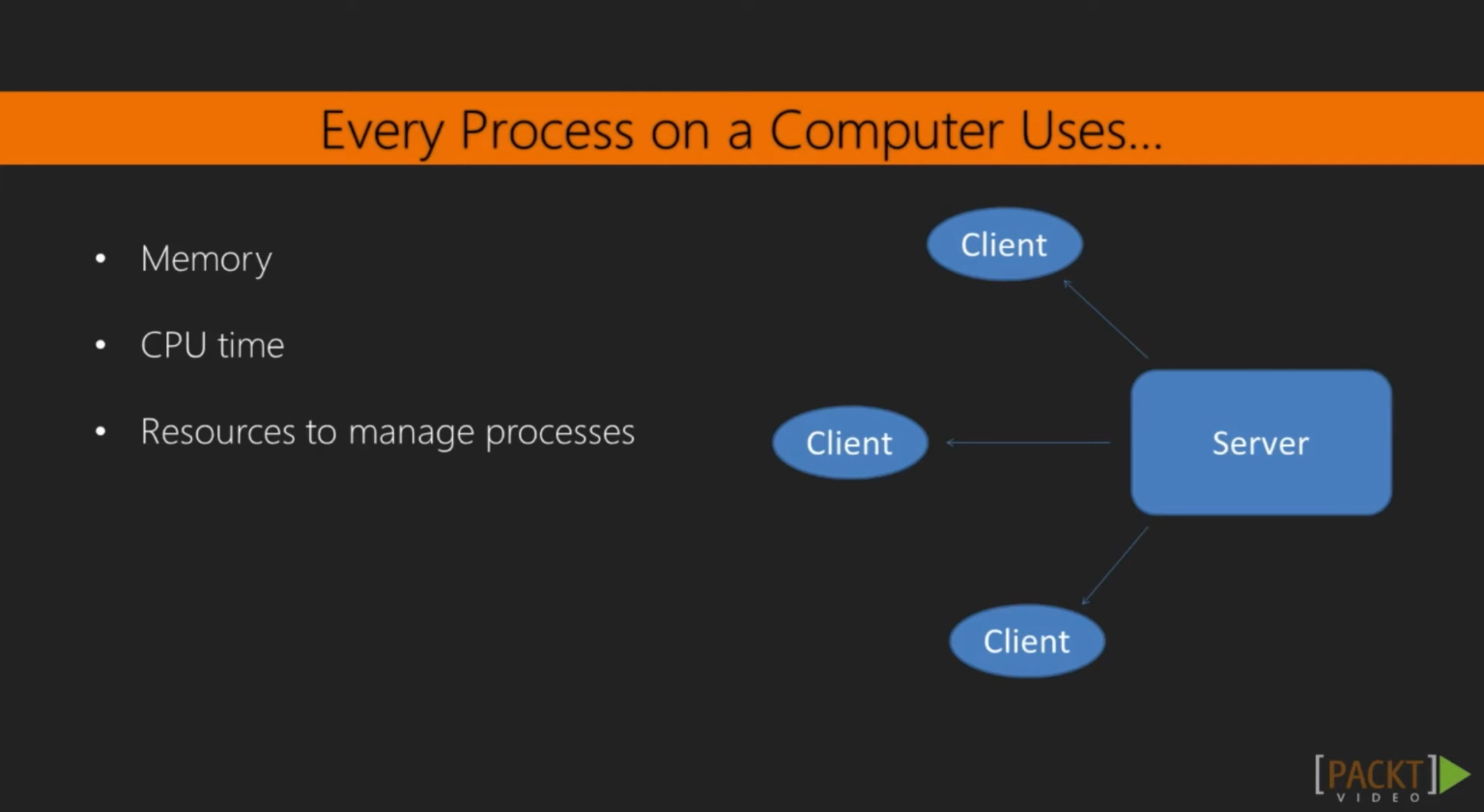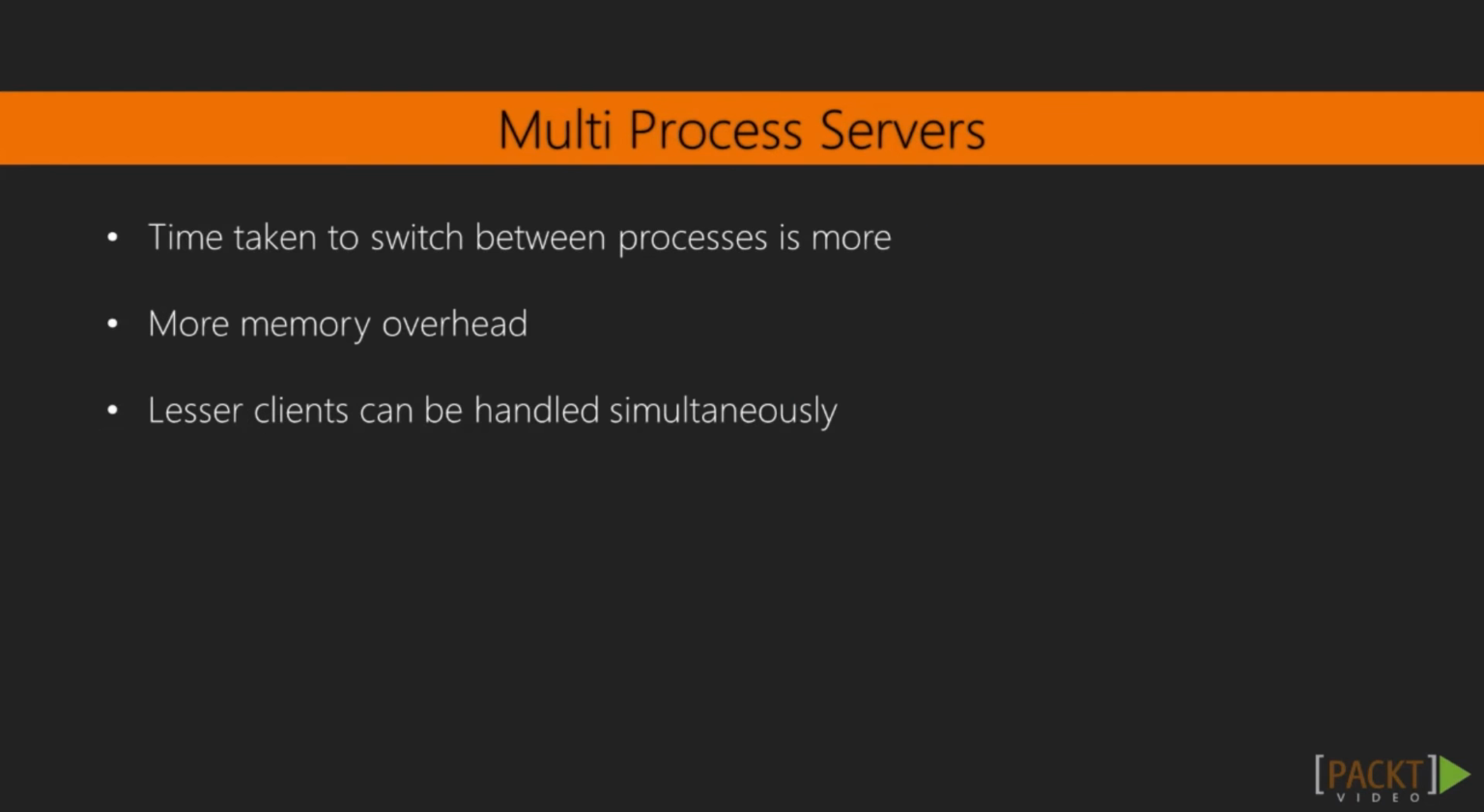The problem is resource overhead. Every process running on a computer uses up memory and CPU time, of course. But in addition to the memory and CPU time it actually needs to run its code, the operating system also needs to expend resources to manage the process. As it happens, the time spent on switching between processes is significant. The memory overhead is enough that it becomes a limiting factor on how many clients a multiprocess server can handle simultaneously, and other internal operating system resources may be even more limiting.